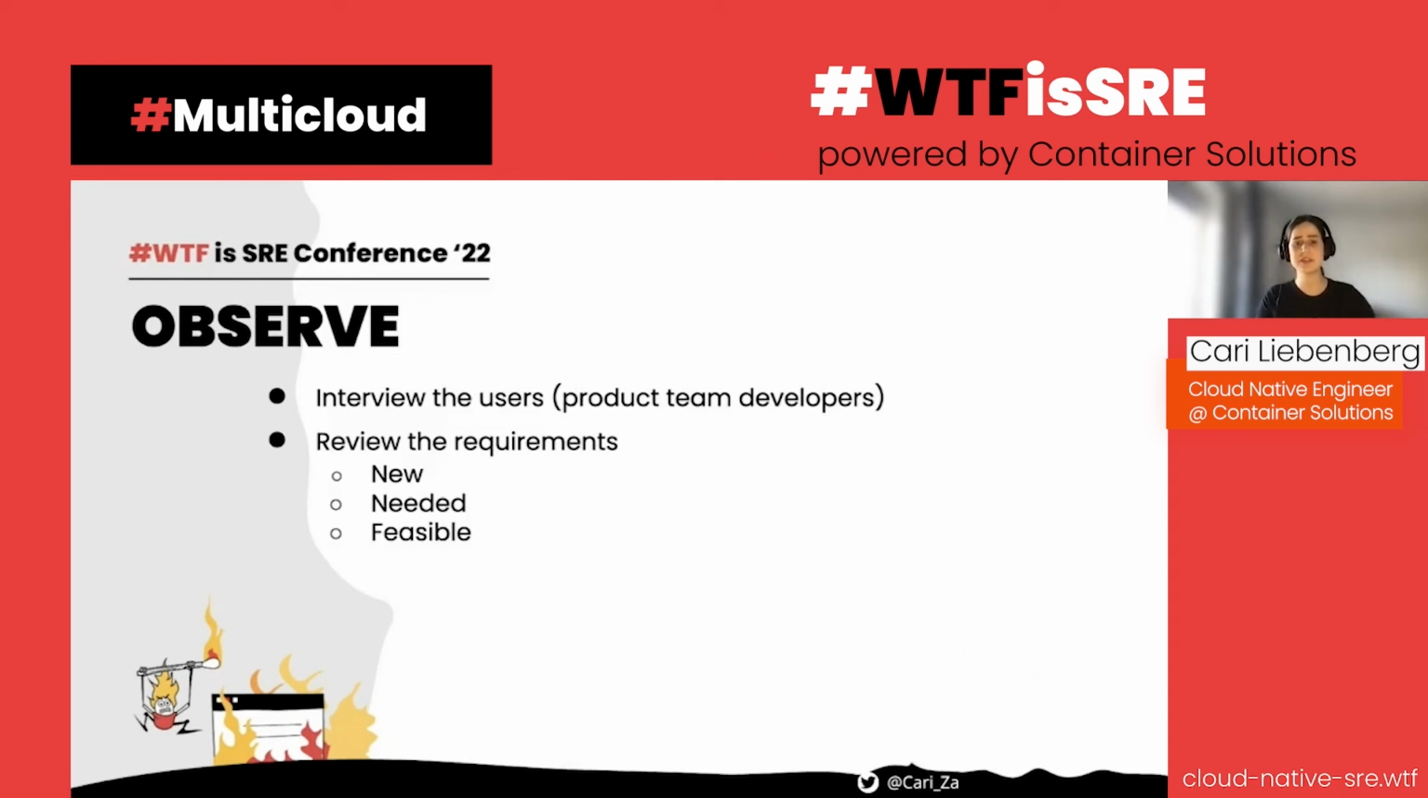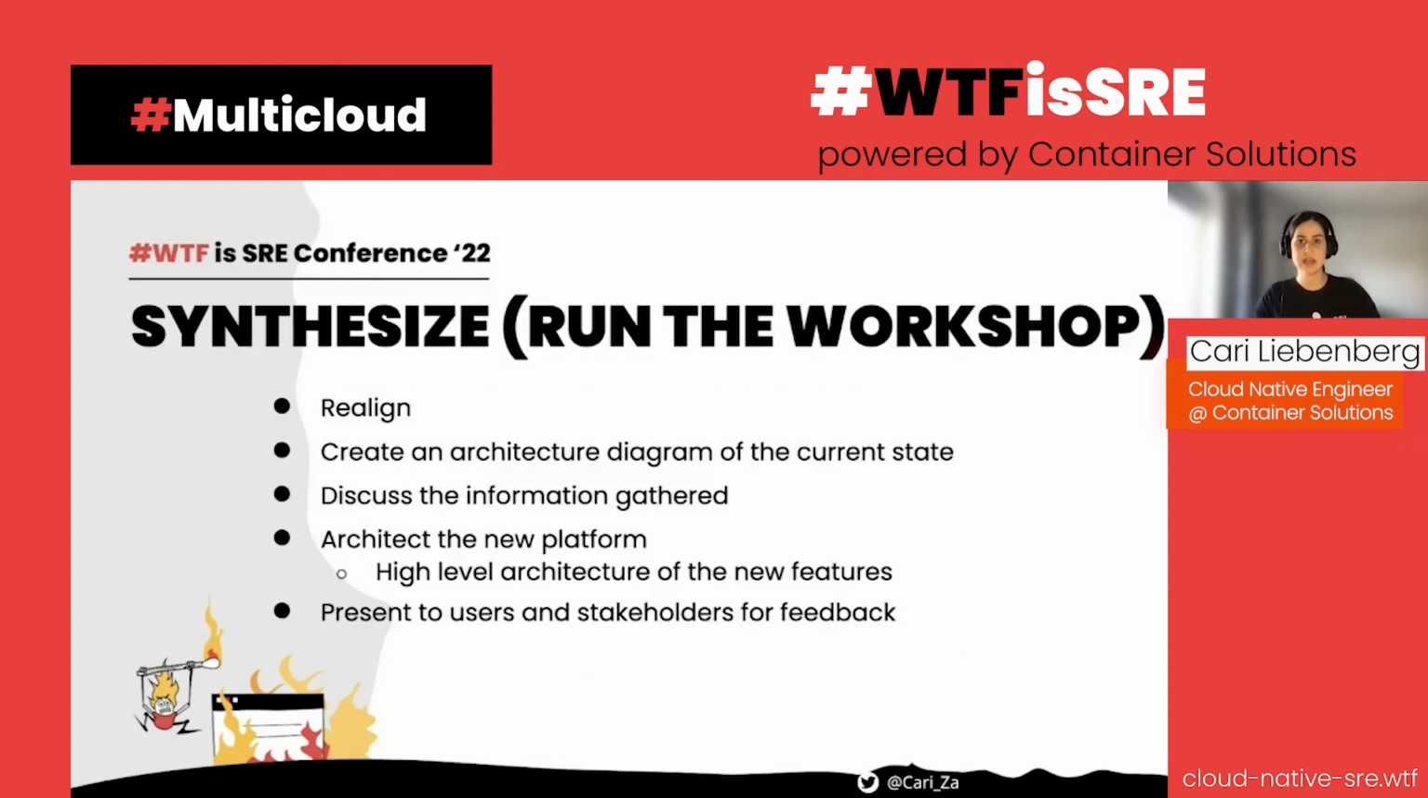And then from there, all these requirements that have been collected before the workshop, you can divide them up into new, needed, and feasible categories. So you've got the requirements, but then you also more specifically divide them into new, needed, and feasible. And then that gets us to synthesize, the next phase of the design thinking.